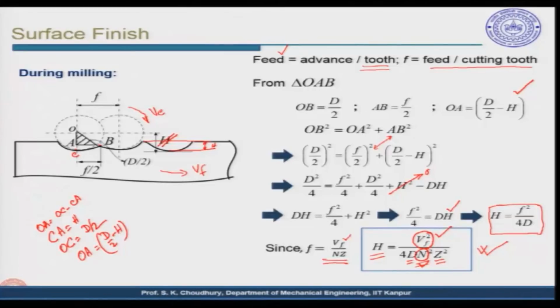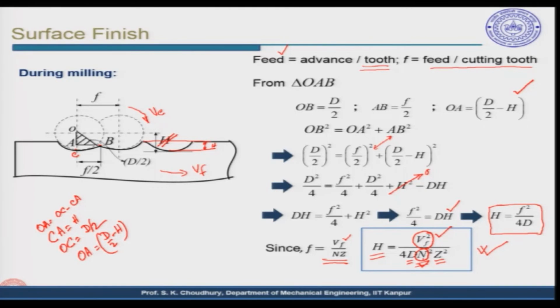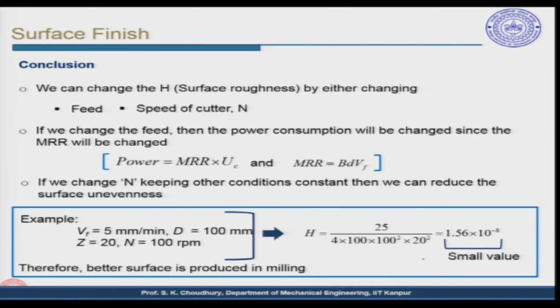So, analytically we can see that these are the two parameters, but Vf cannot be changed, because by changing the Vf, once again I am repeating, the MRR, material removal rate, and the production rate will be changed, and we can change only the N, which is the RPM of the milling cutter. Okay. Now, let us see what happens in case of grinding. Before we do that, let us conclude that we can change the H, as I said, by either changing feed or speed. You can see this. Here it is written that power will be changed, because MRR is given where we have the Vf involved. That we have already said.